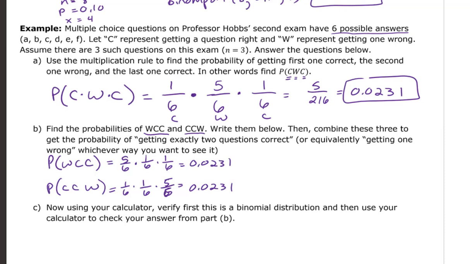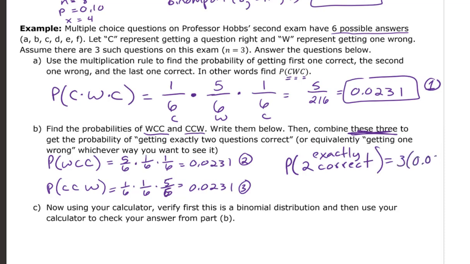Now, it says combine these 3. So basically it's saying, like, combine these 3 different numbers right here to find the probability of getting exactly 2 questions correct. So we want to do probability of 2 correct, exactly 2 correct. Well, what this is going to be is 3 times 0.0231. And you can just do that on your calculator.